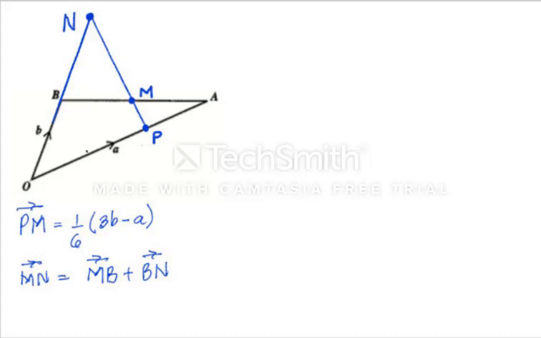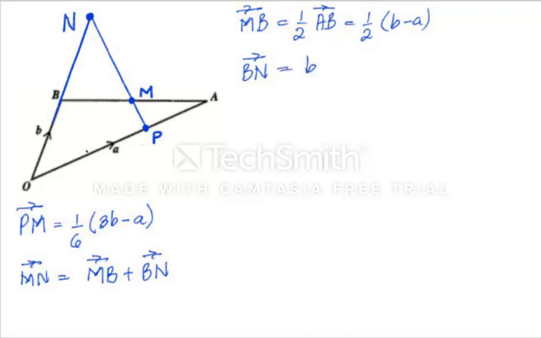Now MB is equal to a half of AB, which is equal to a half of B minus A, and BN is actually equal to B. Why? Because remember earlier we said that OM is produced so that OB is equal to BN. Those two are in the same straight line, meaning they are parallel, and they have the same length, therefore they are equal vectors. So if OB is B, BN is also B.